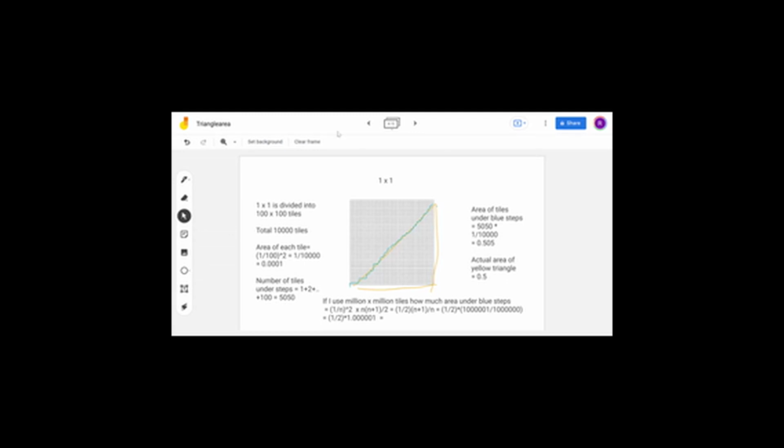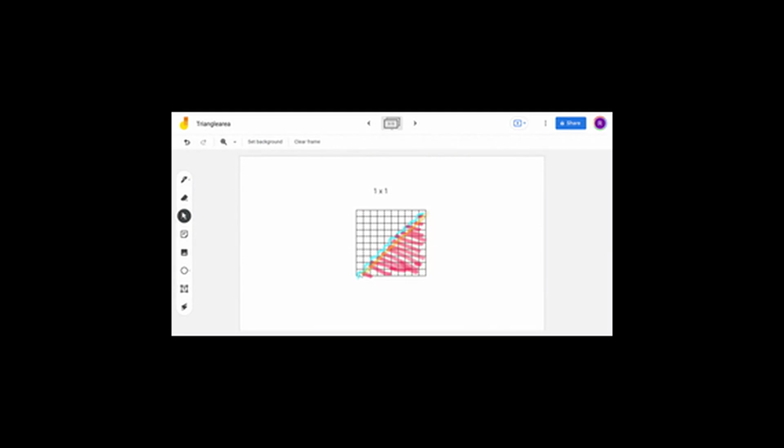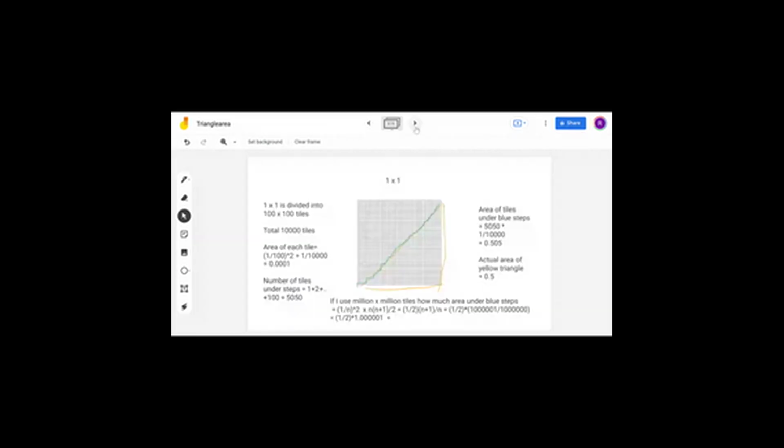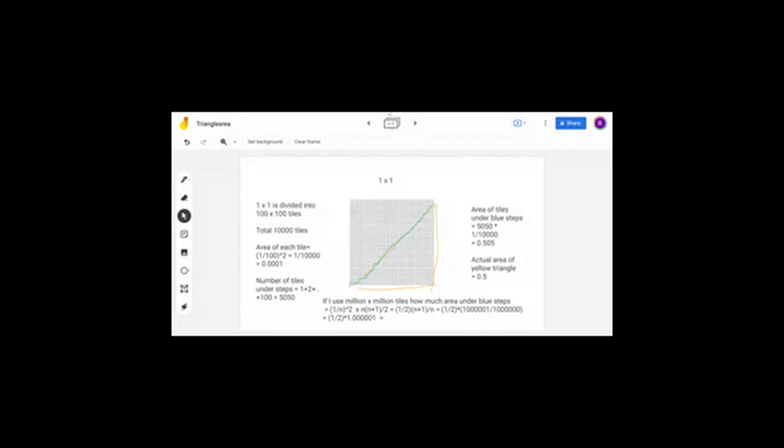So remember, we are counting tiles like this. We are approximating the triangle by these steps. And then we're counting 1 tile here, 2 tiles here, 3 tiles here, 4 tiles here, like that. How much will it be? 5,050. So how do you get 5,050? Exactly. We are adding 1, 2, 3, 4, all the way to 100, and we're getting 5,050.